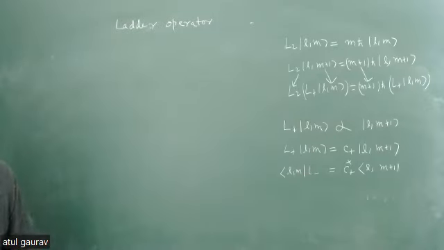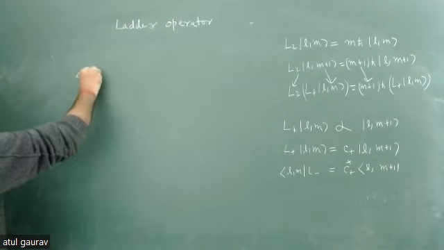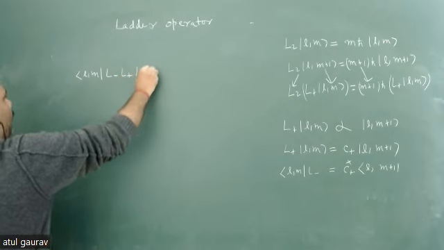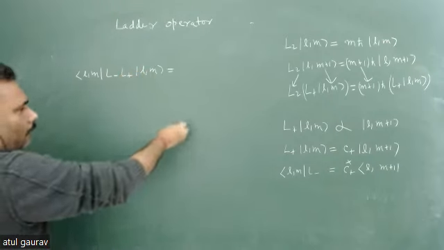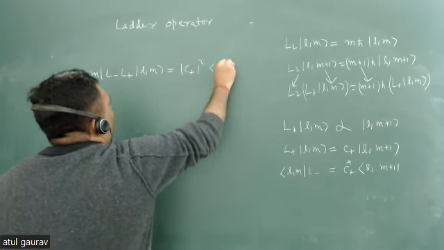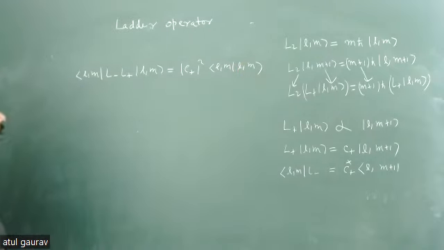So we have this kind of situation. <L,M|L minus L plus|L,M> is equal to |C plus| square <L,M|L,M>, and this value is equal to what? 1. Now let's calculate L minus L plus.